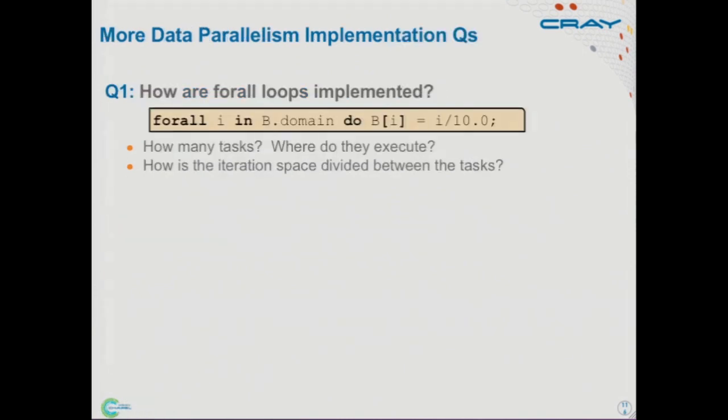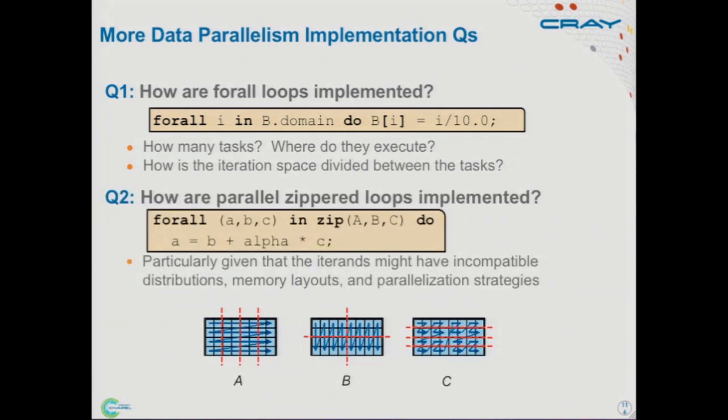So now I want to get back to the question that was asked about who owns work in a parallel loop. A second performance-minded question that you should ask yourself when you see a forall loop, which we talked about a little bit earlier, is: how many tasks are used to execute that loop, and where do they execute? And how is the iteration space, the index space, divided between those tasks? Another question you might ask is, with these parallel zippered loops, how are those implemented? If I'm zippering over A, B, and C, and they all have different distributions or domain maps, what determines where the tasks run and how things are executed?